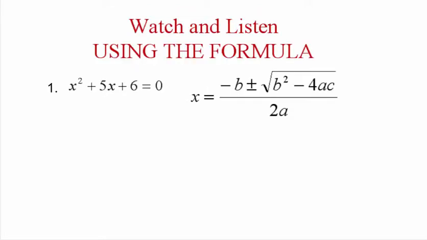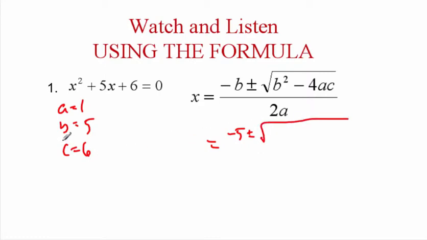Next, let's look at how this works. First thing I'm going to do is list out A, B, and C. So A is 1, B is 5, and C is 6. The first thing I would like to see on your paper is your substitution. So this is negative b. If I put a 5 in there, I get negative 5 plus minus the square root of b squared. 5 times 5 is 25, minus 4 times a times c. All of this has to be divided by 2 times a, and a is 1, so 2 times 1 is 2.